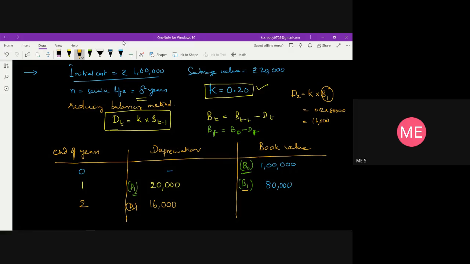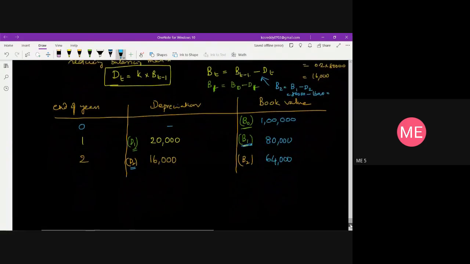That is the depreciation. And then if I want to find out B2, we use the same equation: B2 is equal to B1 minus D2. B1 here is 80,000 and D2 is 16,000. So 80,000 minus 16,000 gives 64,000.